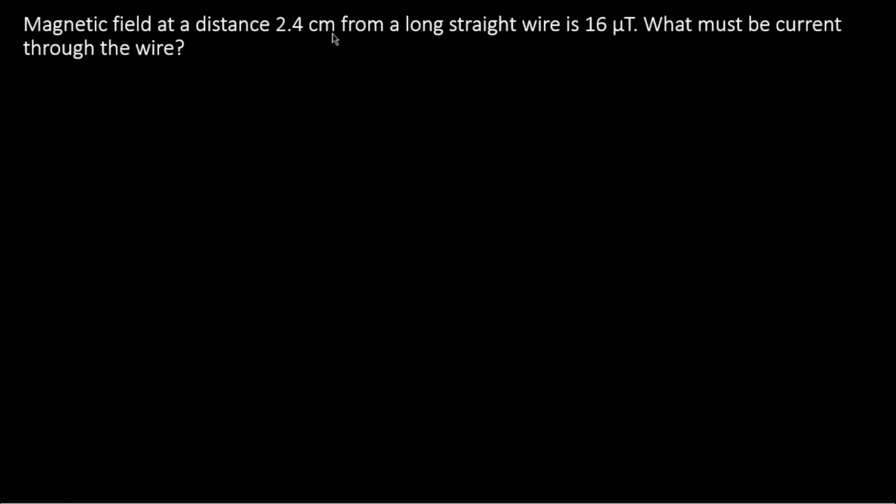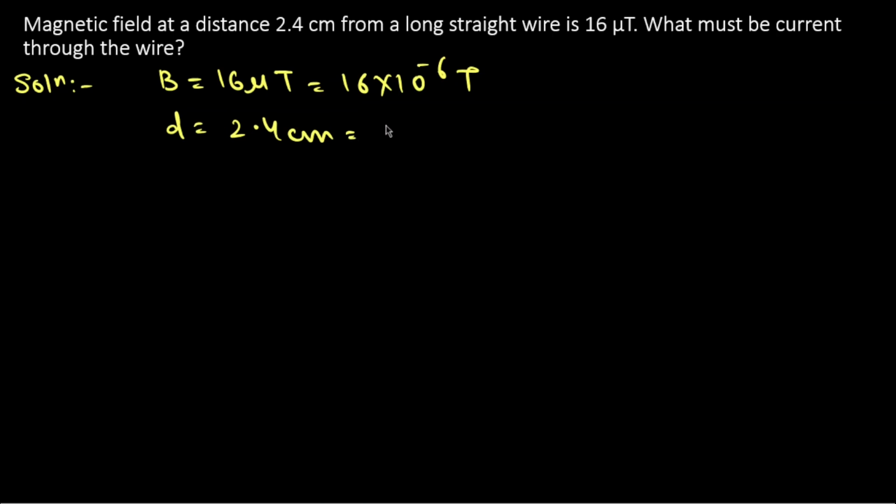Magnetic field at a distance of 2.4 centimeter from a long straight wire is 16 microtesla. What must be the current through the wire? So solution: the magnetic field is given to us as 16 microtesla, which is 16 × 10^-6 Tesla, at a distance d of 2.4 centimeter, which can be written as 2.4 × 10^-2 meters. We need to calculate what must be the current that has generated this magnetic field.